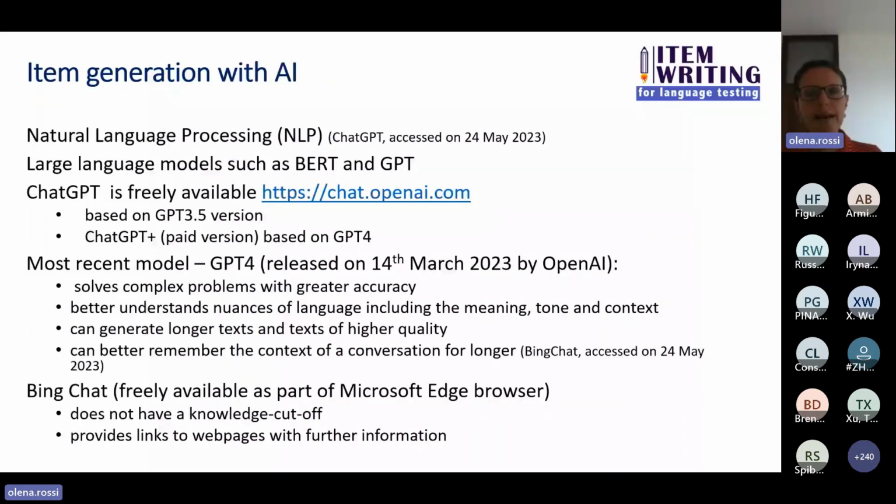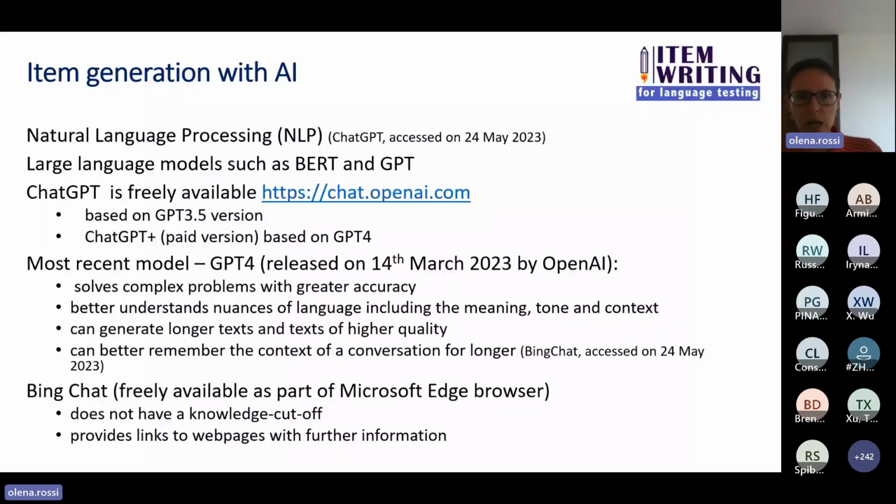Producing items with AI is very different. At the heart of it is natural language processing, which enables computers to understand human language and to interact in a way similar to how humans do. By the way, this explanation was written for me by ChatGPT. Large language models can be built, such as BERT and GPT. These models were trained on huge data sets of human language, allowing them to learn patterns, structures, and semantics inherent in the text.